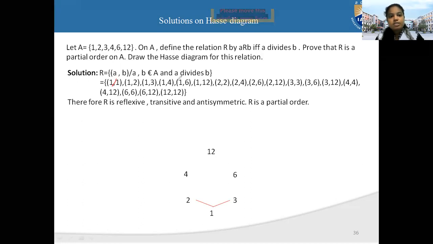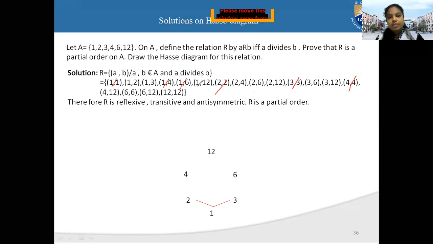This is related to transitive. Next, this is related to transitive, this is related to transitive, this is related to transitive. You have to remove. Next 1 to 2 is there. Next you have to check it with 2 to 4. 2 to 4 means 1 comma 4. You have to remove. Next 1 comma 3 is there. Next you have to check it. 3 comma 6 means 1 comma 6 is there or not. Yes, you have to remove.